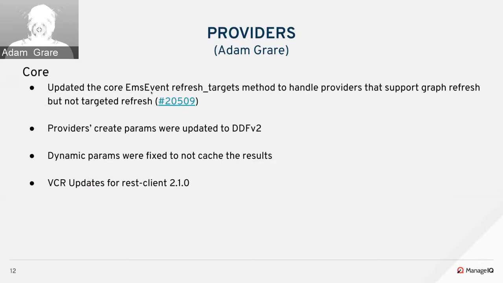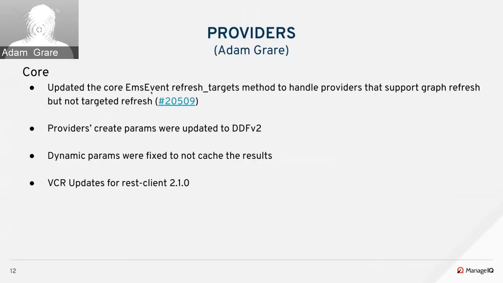Then across almost all of the providers, we had a lot of changes across the board. David updated the provider create params to DDF v2. We also fixed a number of places where dynamic parameters in the create params were cached. And so if you tried to re-add the provider, the changes would not be picked up. For example, if you change settings in the Kubernetes provider, or if you created an OpenStack provider, further subsequent additions wouldn't pick up the changes because they were cached. So now we're not caching any params that have dynamic values.